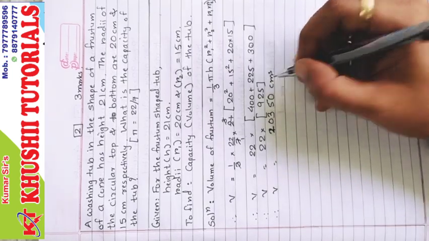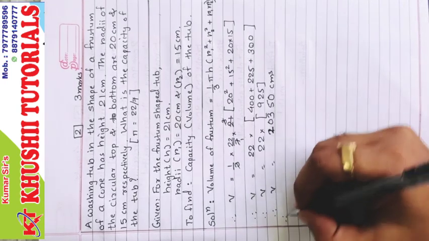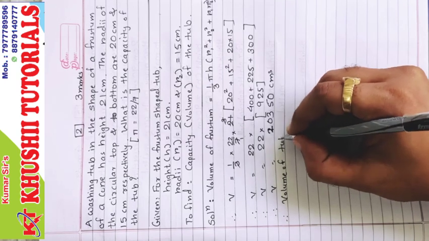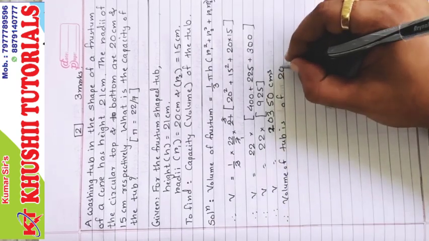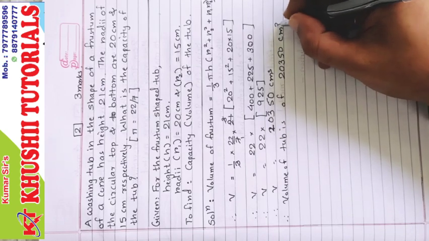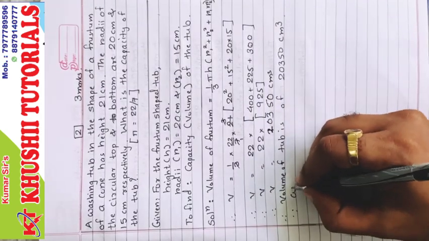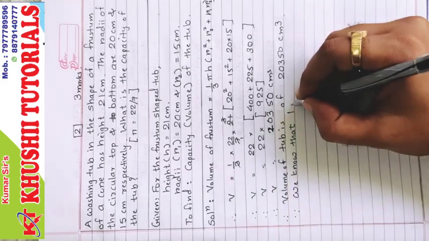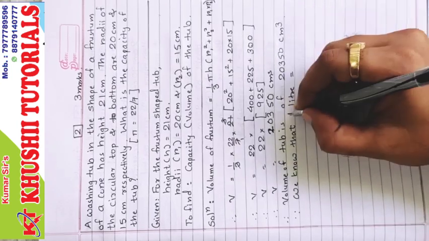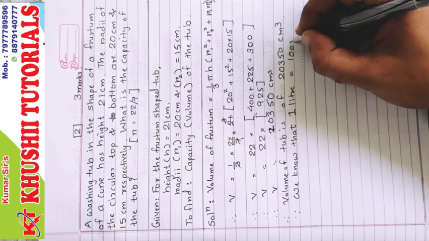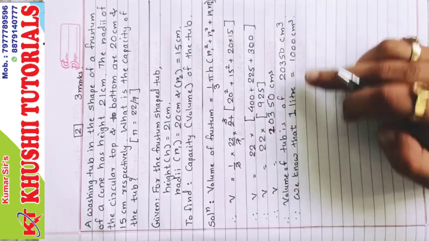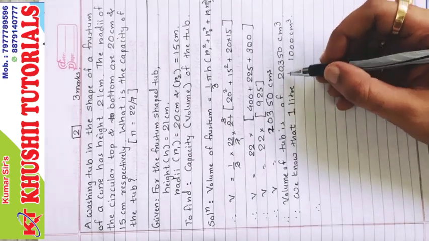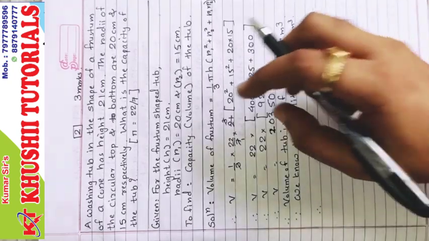Centimeter cube, because unit is centimeter, that is the volume. Therefore volume of tub is 20350 centimeter cube. But since we know that 1 liter equal to 1000 centimeter cube, therefore 20,350 centimeter cube upon 1000, that will be the capacity of that tub.